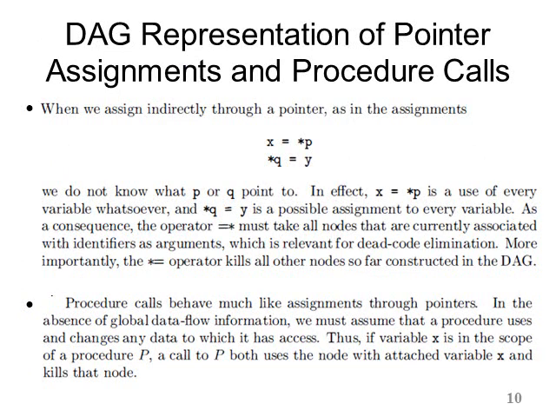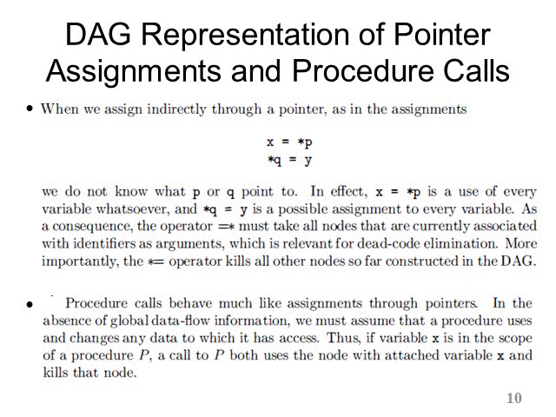Now the last two subtopics related to the DAG representation are the pointer assignment and the procedure call. Suppose there are two pointer statements: X = *P and *Q = Y. I hope you know the meaning of that. X = *P means that the pointer value is assigned to X, and similarly *Q = Y means that the value Y is assigned through Q.